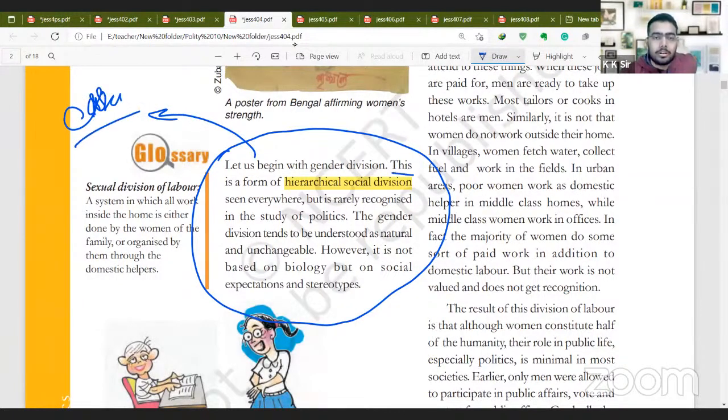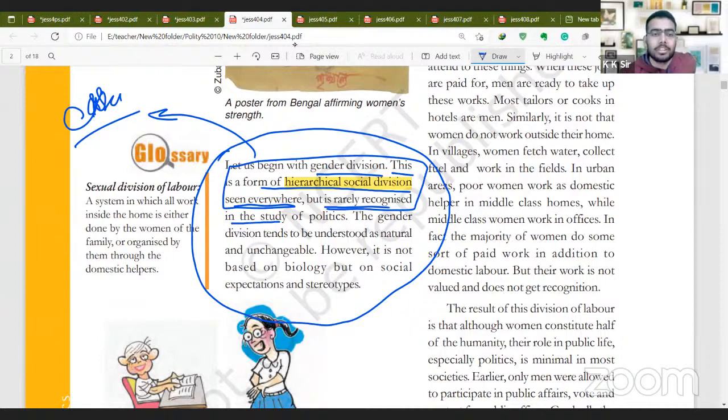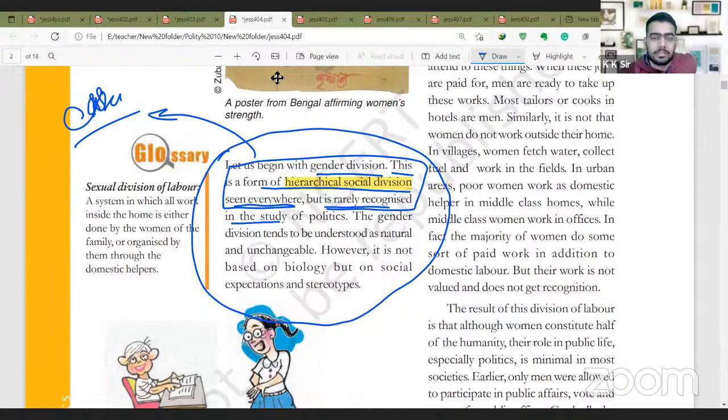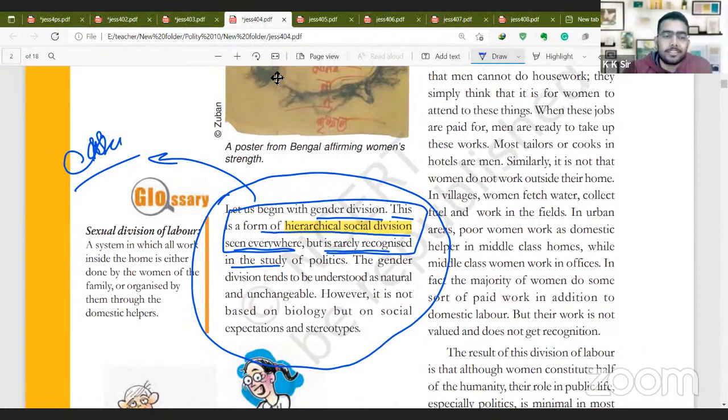The statement was: gender division is a form of hierarchical social division seen everywhere but is rarely recognized. ये स्टेटमेंट था पूरा. दिखा देता हूं तुम लोगों को. किसी ने देखा था क्वेश्चन? किसी ने देखा है पिछले साल का ऐसे का क्वेश्चन? Question says that patriarchy is a form of hierarchical social division seen everywhere but rarely recognized. So that's the importance of reading NCERT.